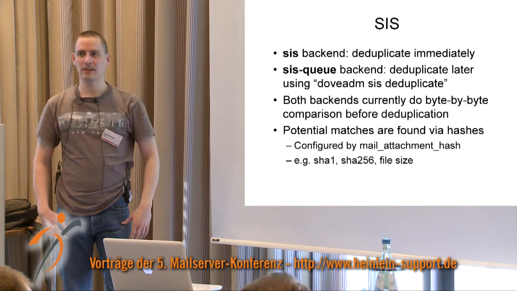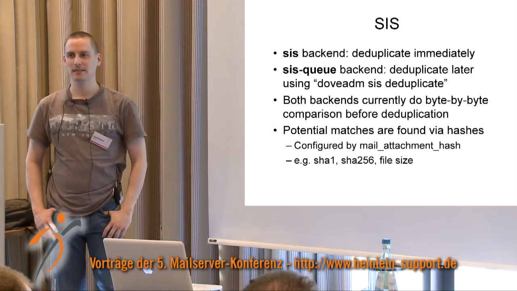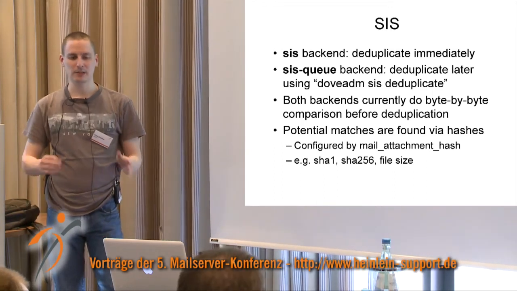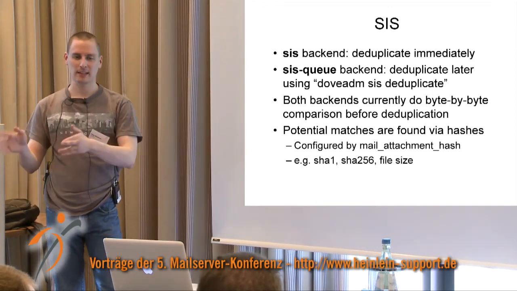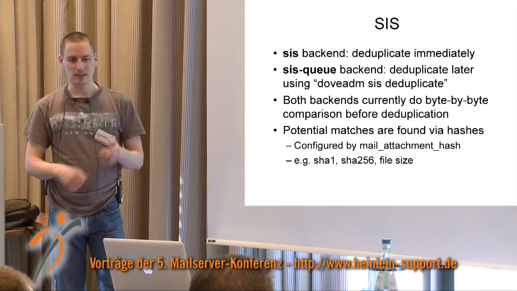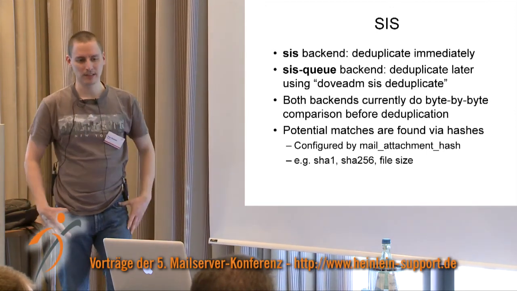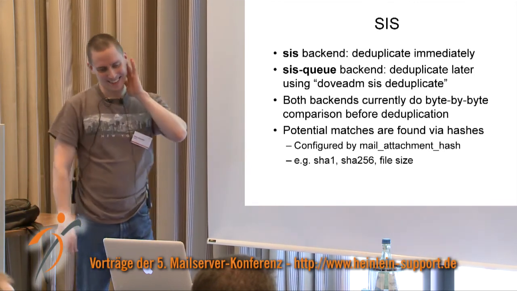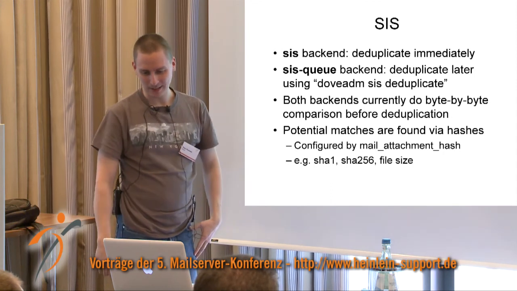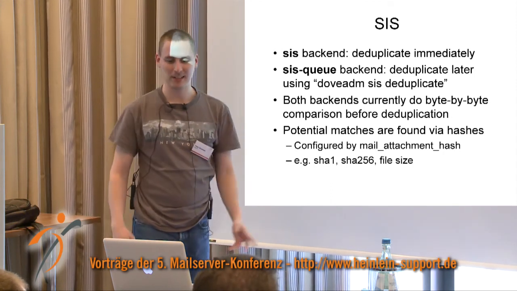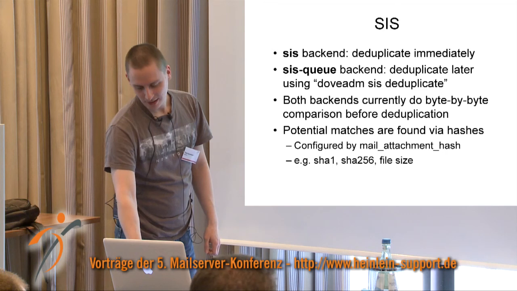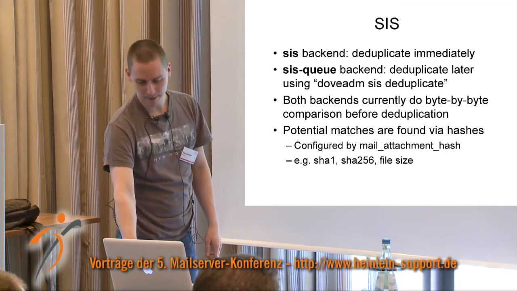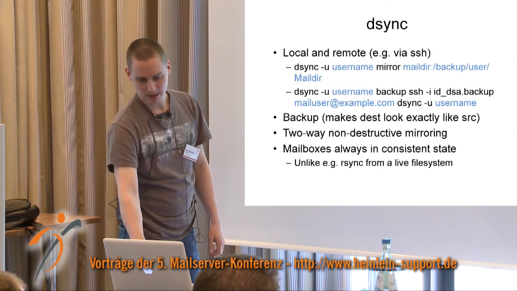It's also configurable what kind of hashing is used to do the quick check of whether these are the same or not. I think the default is SHA1, and you can also use all kinds of other hashes, and file size is also kind of a hash, I guess. You can combine those in any way you want. It's part of the file name that is saved.